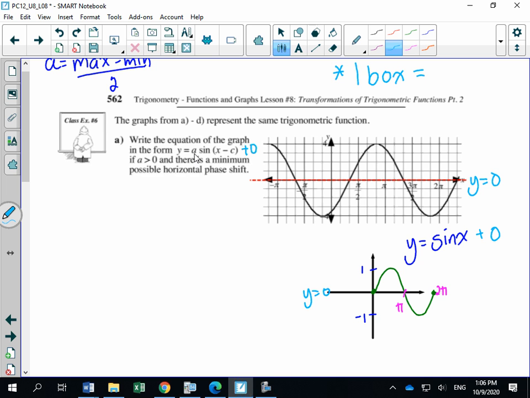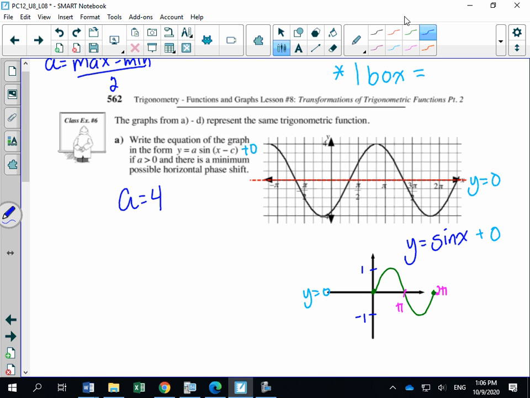The stretch is your A value, which is the amplitude of the graph, and that's the distance from the midline to the peak of the graph. Some of you would be able to just look at this and say, if that's my midline, this is at 4, my A value is equal to 4, and you'd be correct. The amplitude of this graph is 4.